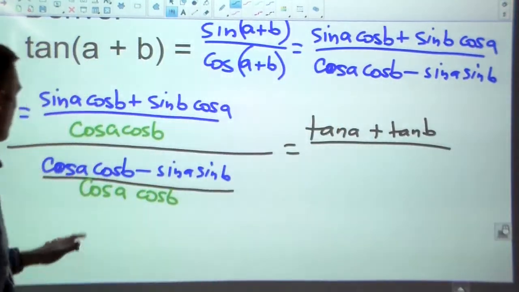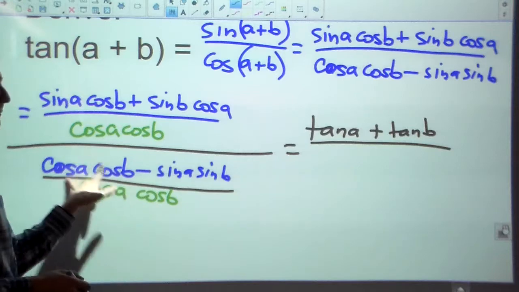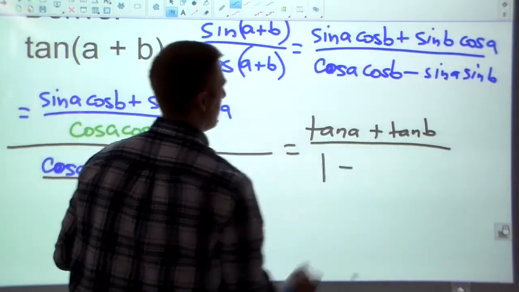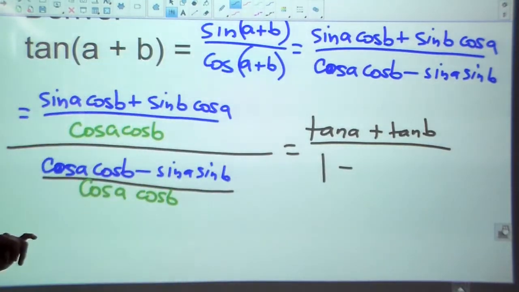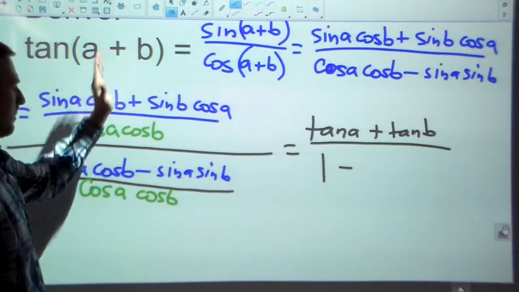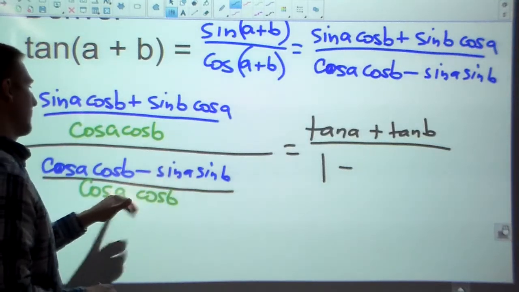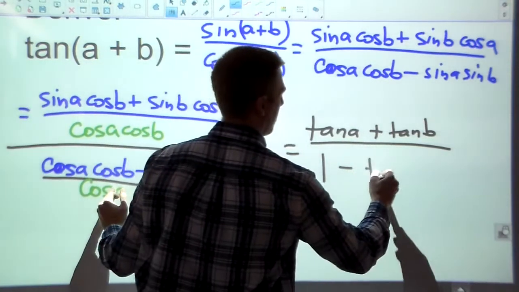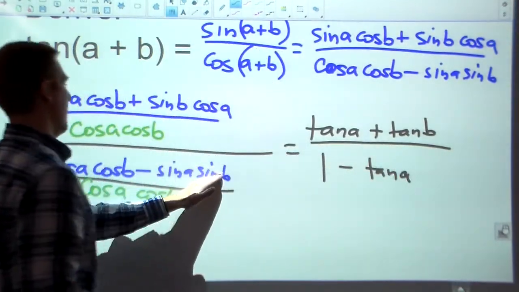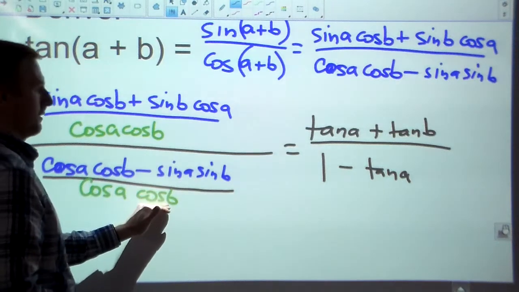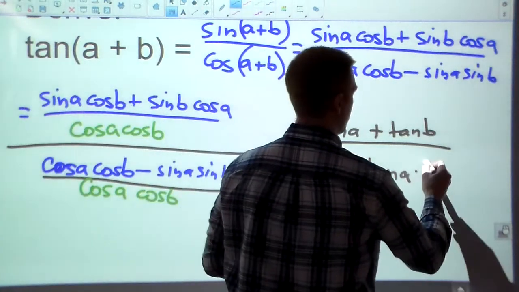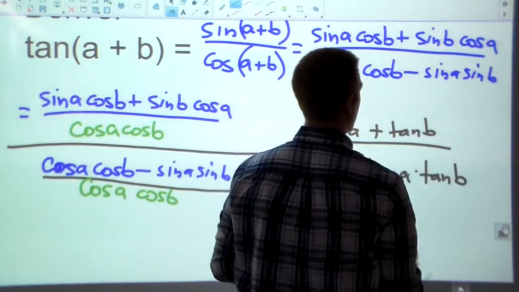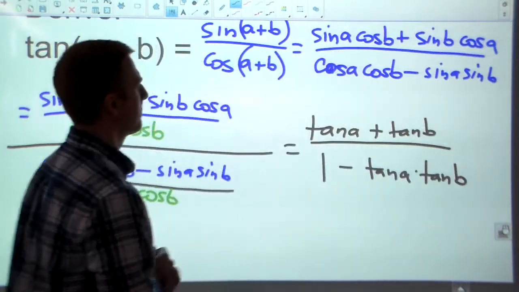Now on the bottom, this part's really nice because that just becomes 1. You have the opposite sign, so minus here, opposite from what we started with. And then nothing's going to cancel out, but sine over cosine is tangent A. And sine B over cosine B is tangent B. And they're multiplied together. So that'll do it.